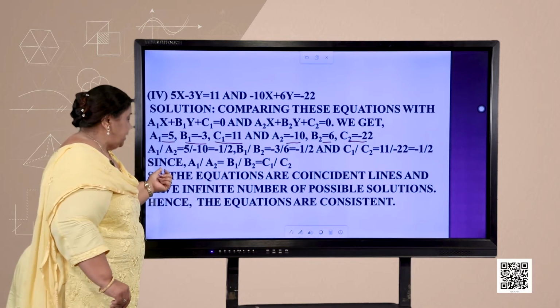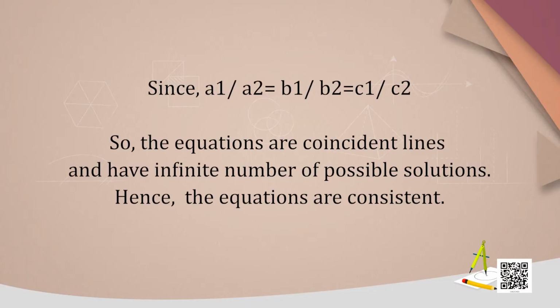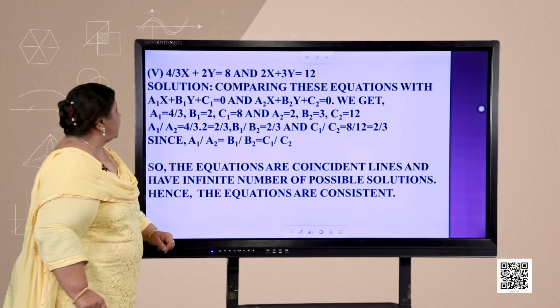So, what did you notice? a1 upon a2 is equal to b1 upon b2, that is again equal to c1 upon c2. So, in this case, the equations are coincident lines and have an infinite number of possible solutions, and hence the equations are said to be consistent. I hope you have followed. Let us look into the next part now.